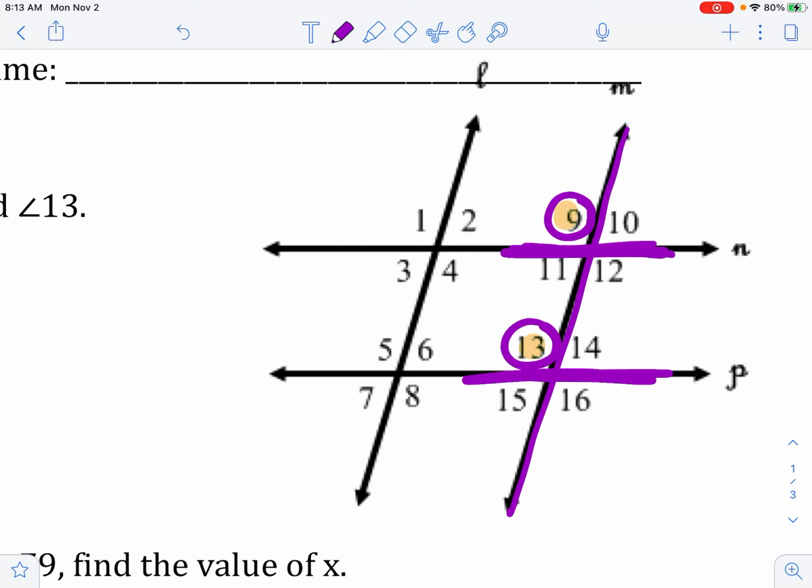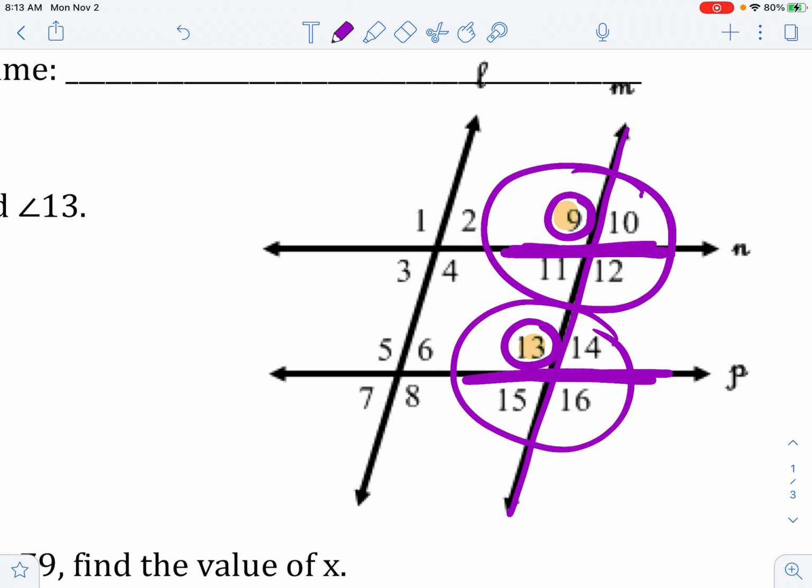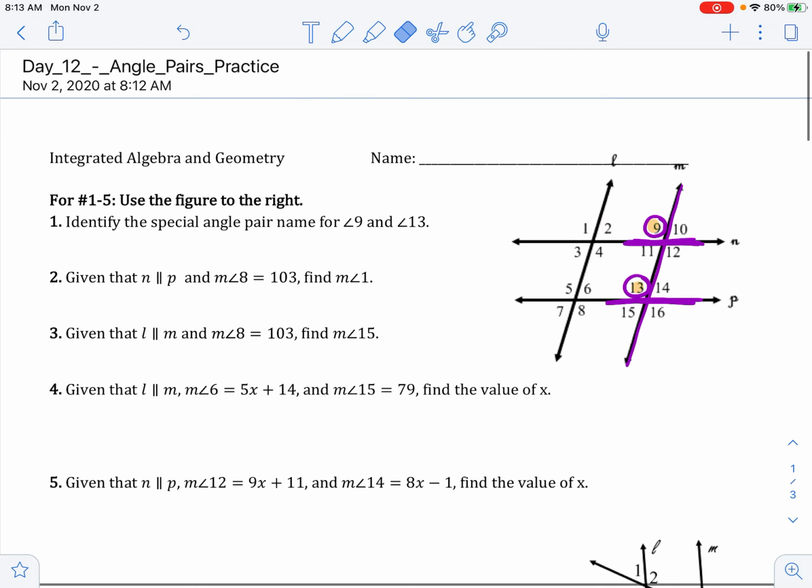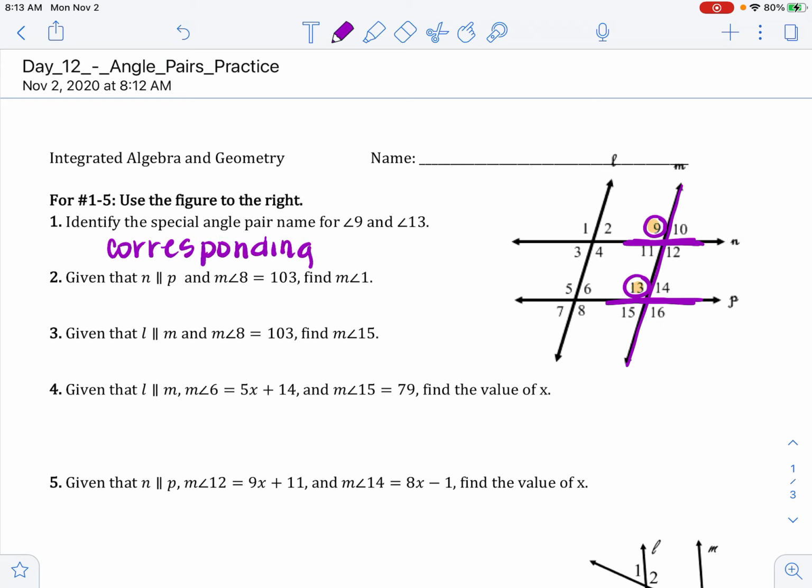There's one of each. So if I look, this is in the upper left-hand corner. This is in the upper left-hand corner of its group of 4. So they do correspond to each other. So 9 and 13 are corresponding angles. Remember, corresponding angles are the only one that doesn't come with interior or exterior.